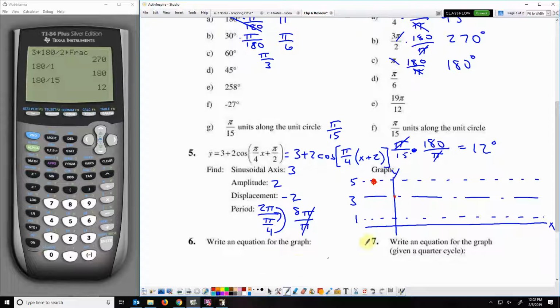So I'm starting here at -2. I want to make sure I label that. By the time I get to 0, I'm right on the y-axis, and down and back up, and there's 1 cycle. And down and up, there's a 2nd cycle. So I need to label an x value here and here after each cycle. So the period is 8. -2 plus 8 is 6, and 6 plus 8 is 14.